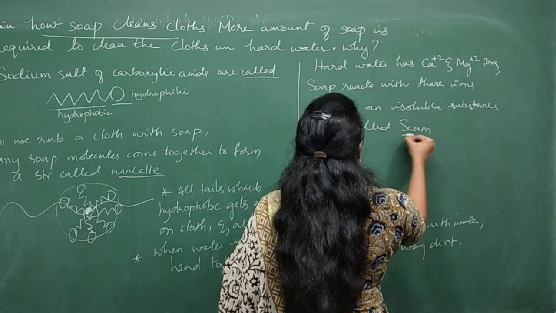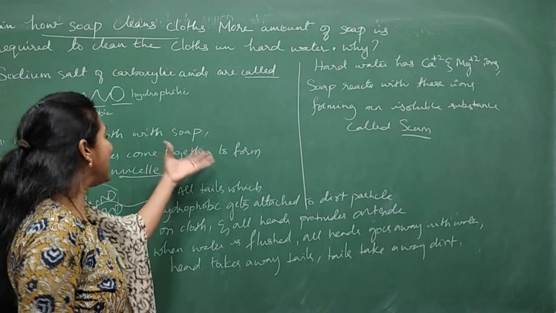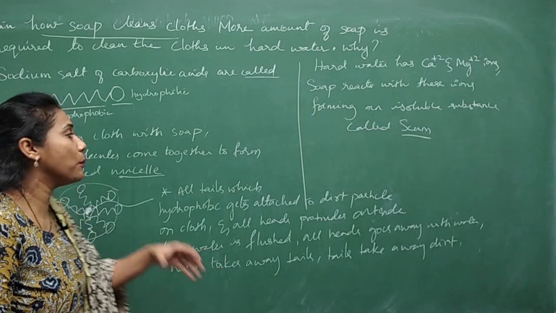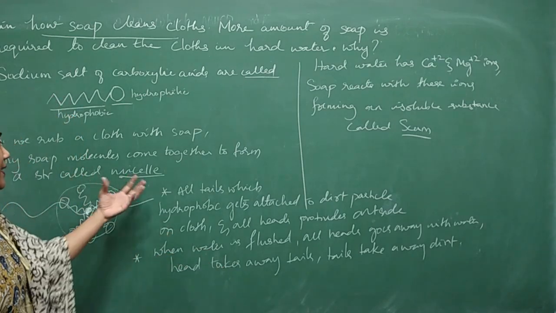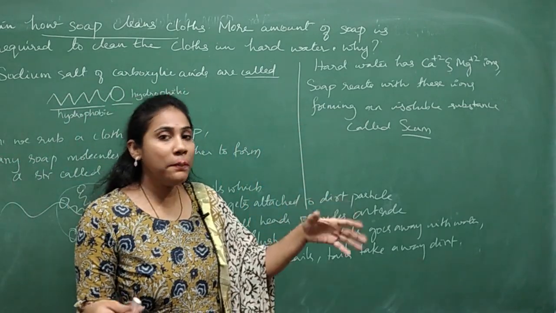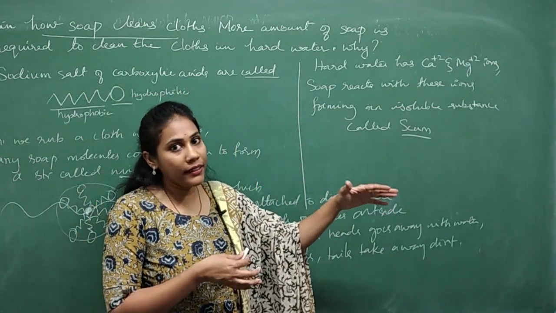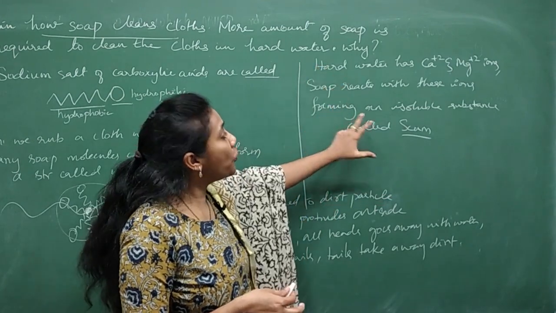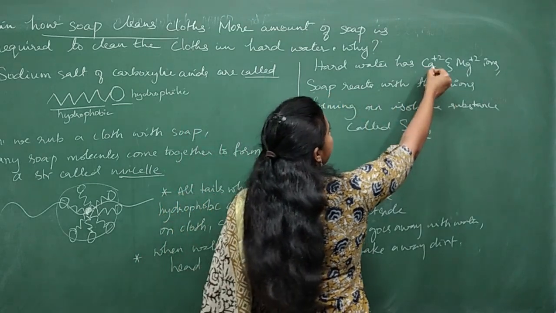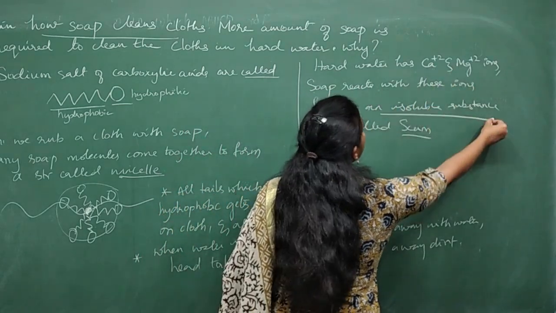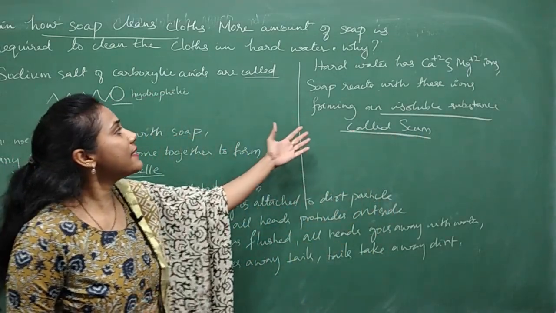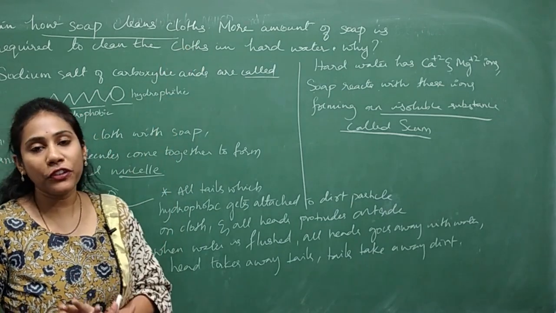Okay, so instead of soap forming a lather, that means the foam that you get out of the soap. Say foam you are getting, in the sense it is understood that lots of micelles are formed. Whenever you get a foam, then only soap cleans the cloths. Say here foam you are not getting. It is because the soap molecules are reacting with calcium and magnesium to form an insoluble substance called scum. Clear? So this is the answer for the second part of the question.